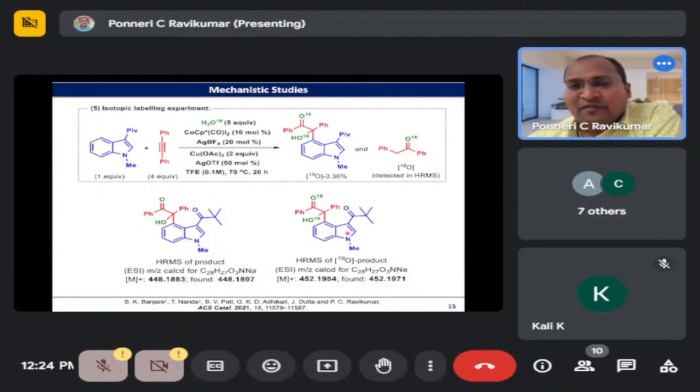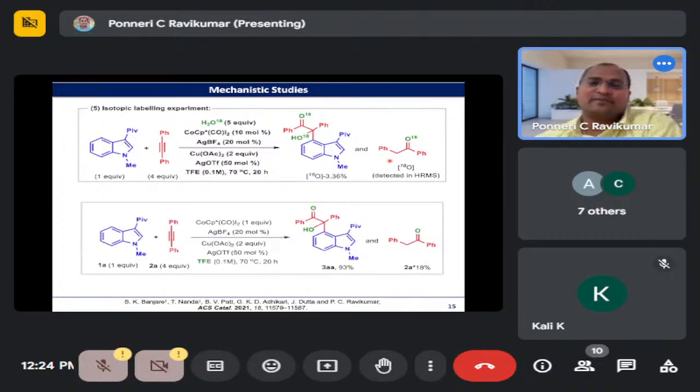So having proved the source of water, having proved the formation of this product, our next task is to find where this water is coming from. Because if you look at this, this is the standard reaction condition. I'm sorry, there is a mistake. This must be 10 mole percentage. If you look at this condition, you see that there is no water anywhere in this condition. But still, we find that the water is reacting with this alkyne. So this indirectly tells that water must be there in the solvent.